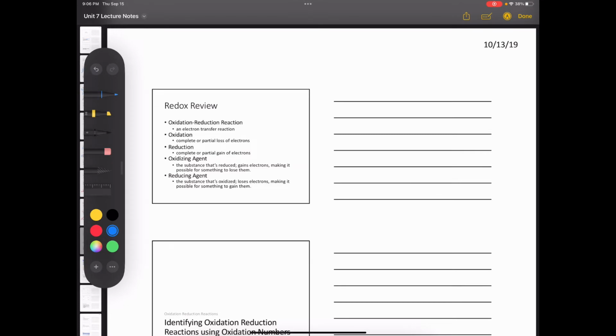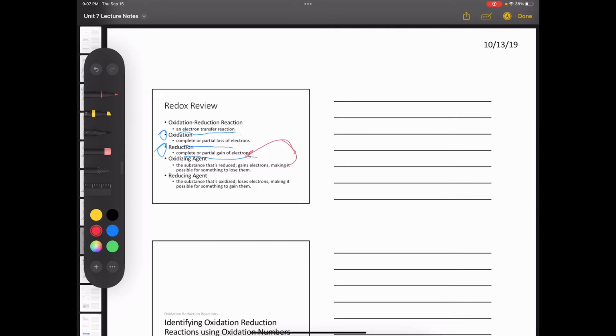First, oxidation reduction reactions are electron transfer reactions, just like precipitation reactions are reactions that form a precipitate as part of the products. Oxidation is the complete or partial loss of electrons. Remember nitrogen oxide, we still considered the nitrogen as the oxidized substance. Reduction is either complete or partial gain of electrons.